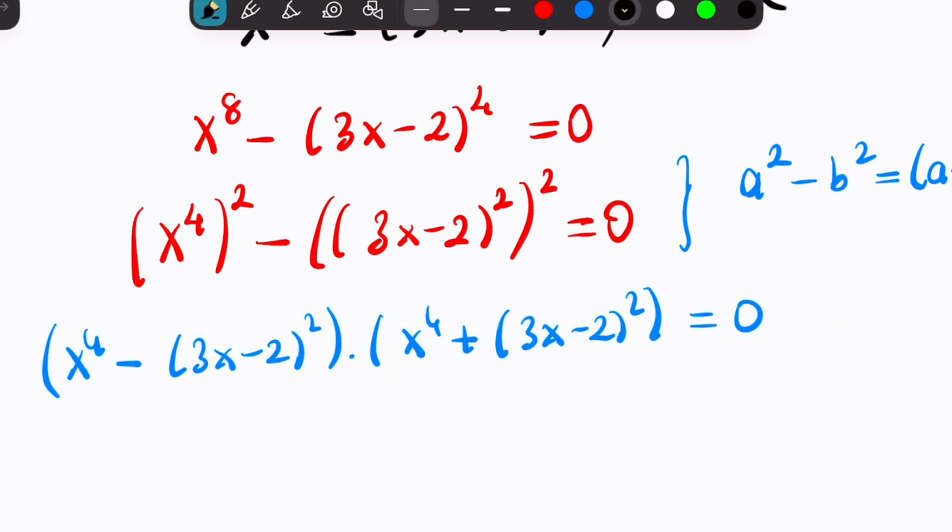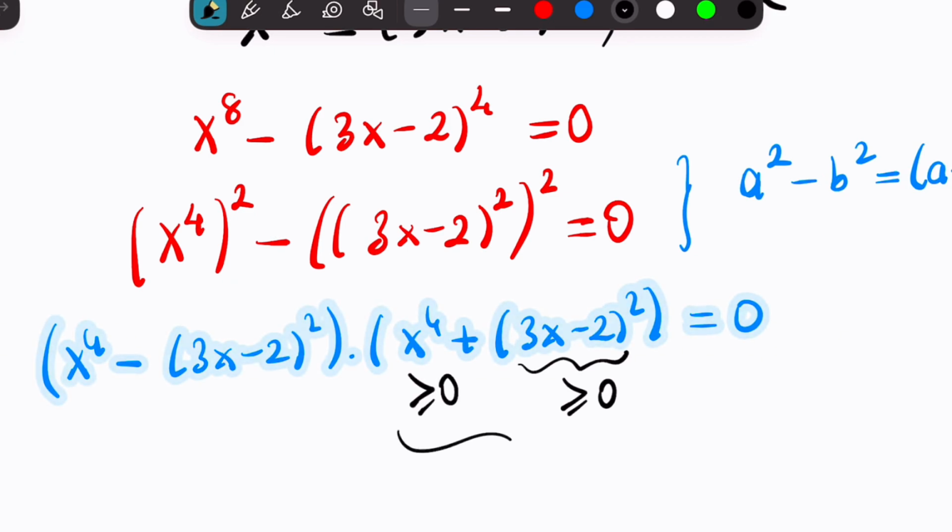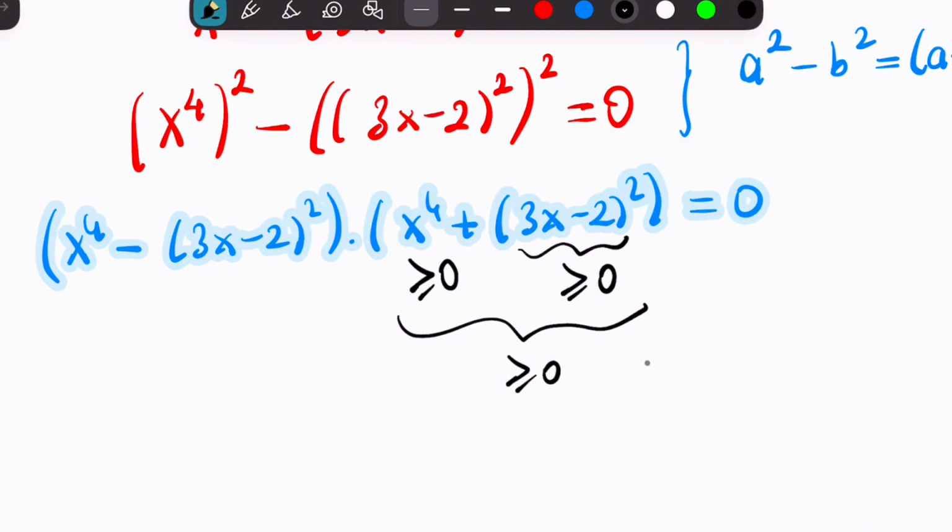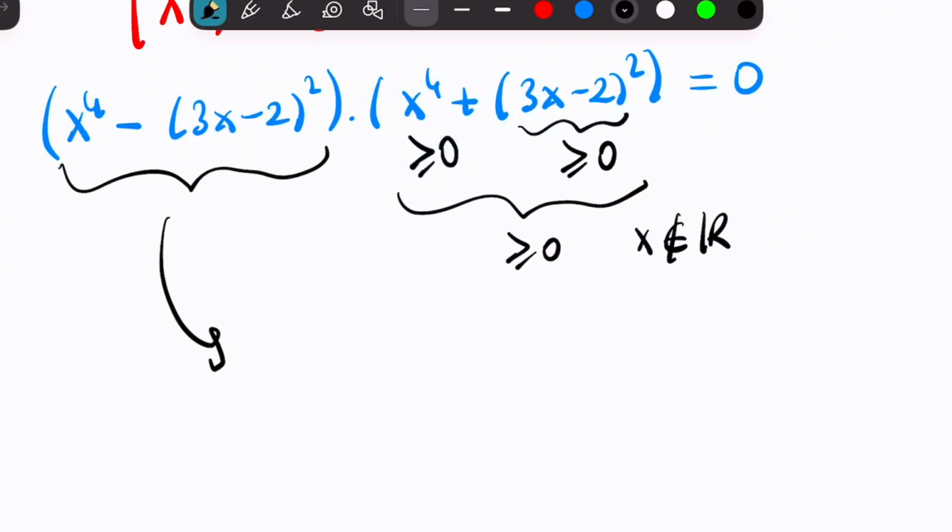If you pay attention now, this expression is always equal to or greater than 0, and the second one is also always equal to or greater than 0. Then the sum of these is always greater than 0, so no real root will come from here. So where should I focus? I focus on this part: (x to the 4th minus (3x minus 2)) squared equal to 0.